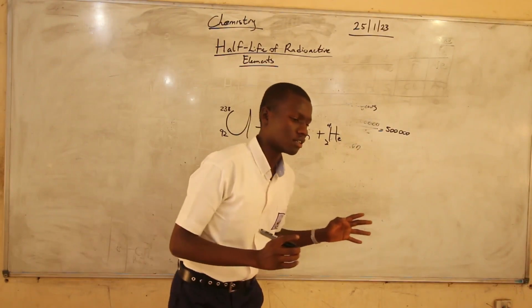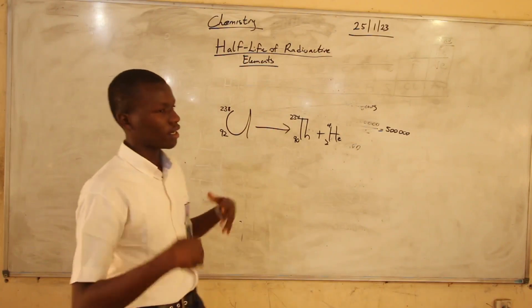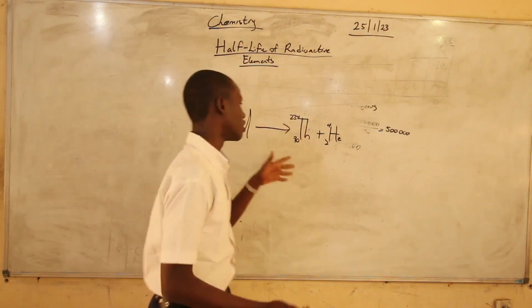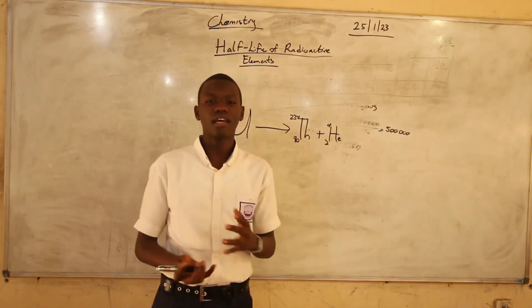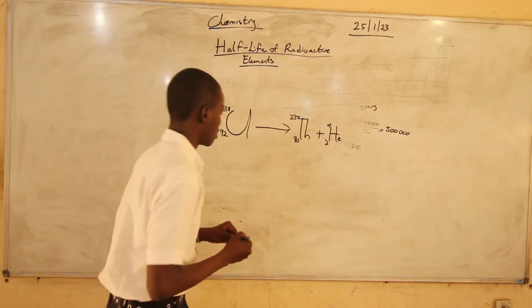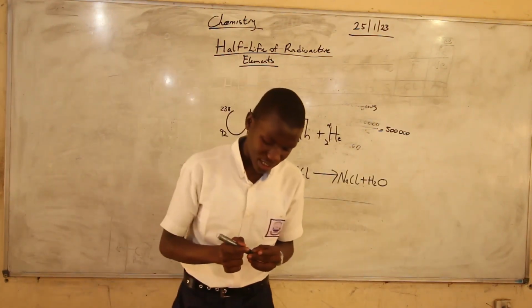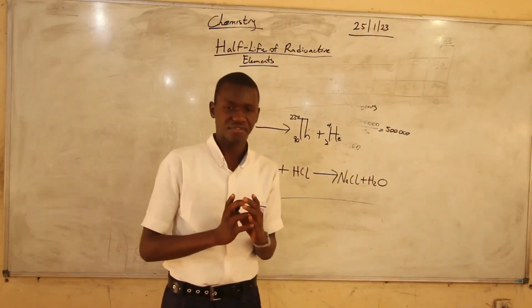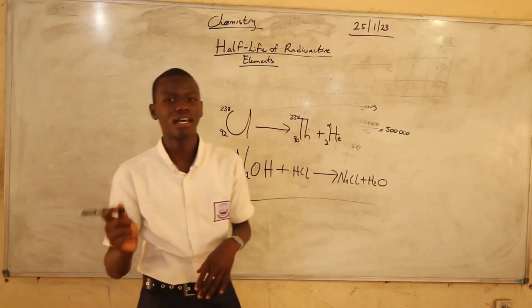But let me just say, in the previous classes that you had, you had an idea about an ordinary chemical reaction. But uranium here is a radioactive element. Thorium here is a radioactive element, which are not ordinary elements. This is an example of an ordinary chemical reaction. So with this in mind, I hope you have understood the difference between the nuclear reaction and an ordinary chemical reaction.